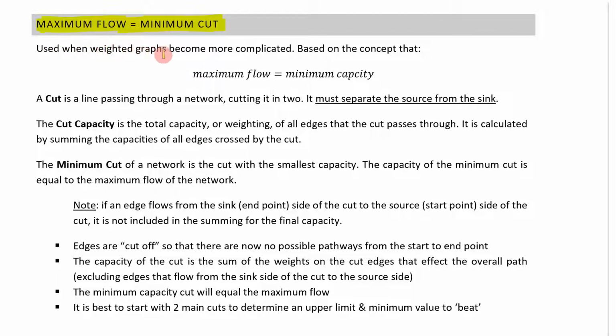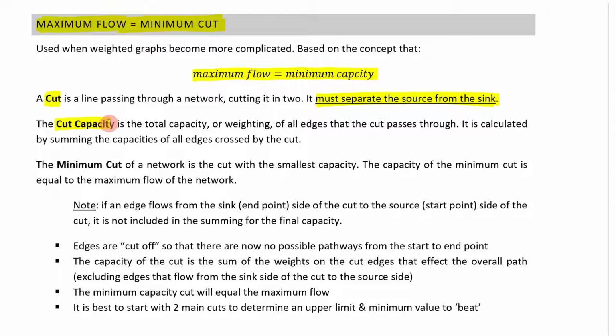Used when the weighted graphs become more complicated, based on the concept that the maximum flow is equal to the minimum capacity. A cut is a line passing through a network, cutting it in two. It must separate the source from the sink. So that is a key definition of the cut. It must separate the source from the sink.